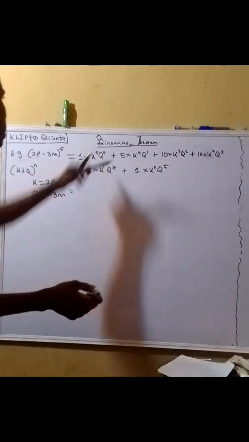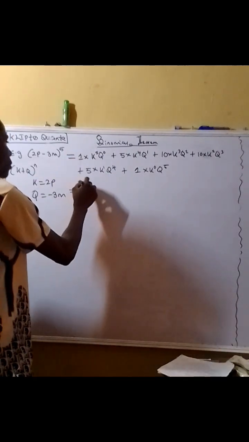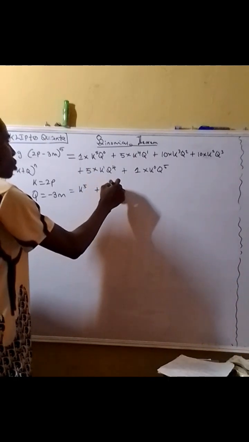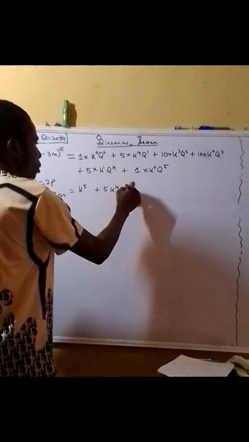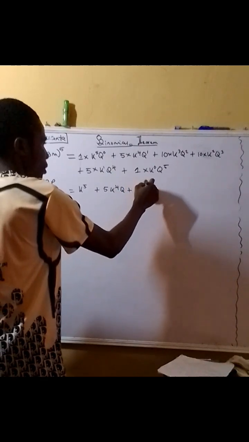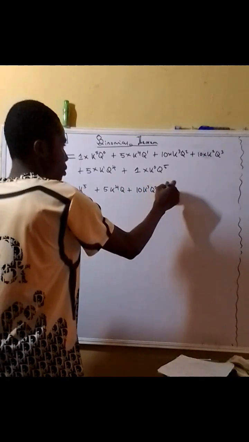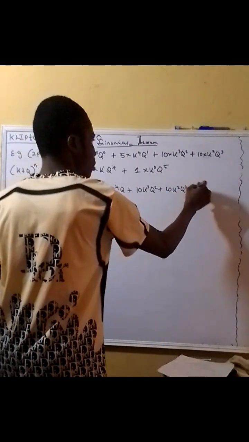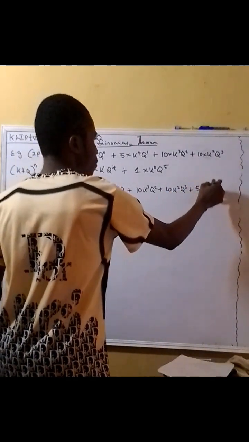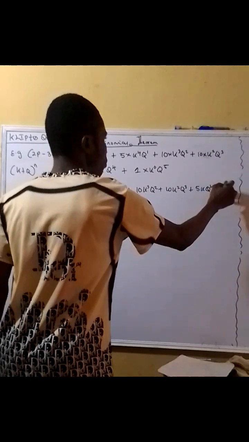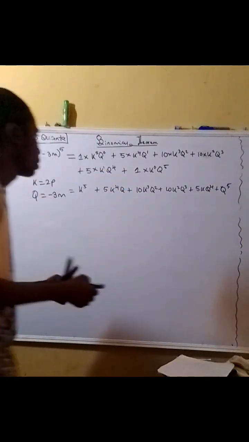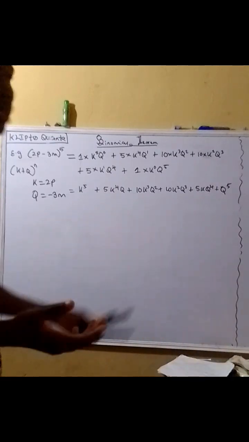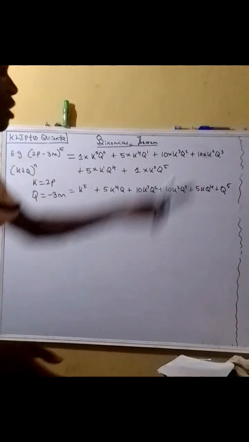Now expressing this, breaking it down, you have k raised to the power 5, plus 5 k raised to the power 4 q, plus 10 k raised to the power 3 q raised to the power 2, plus 10 k raised to the power 2 q raised to the power 3, plus 5 k q raised to the power 4, plus q raised to the power 5. Do not forget, we have put the expression there just to make things much clearer. We input our Pascal triangle there.